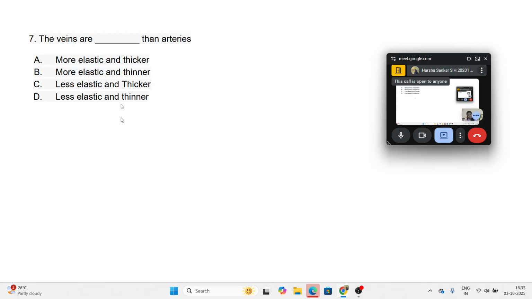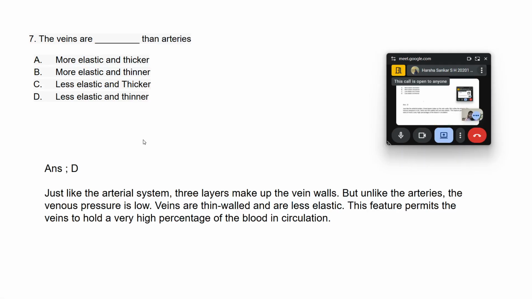So veins are actually thinner than arteries, right? In the thinner there are two options, less elastic and more elastic. So what about the elasticity? It's less elastic also. Arteries are more elastic than veins. So veins are definitely less elastic as well as thinner than the arteries. Why? Because arteries have additional layers, the three layers of tunica externa, media, interna. If you compare the elasticity and even the thickness, the walls of veins are lesser compared to arteries.